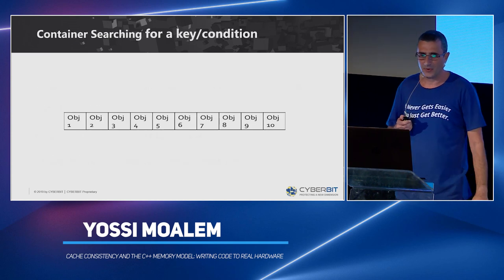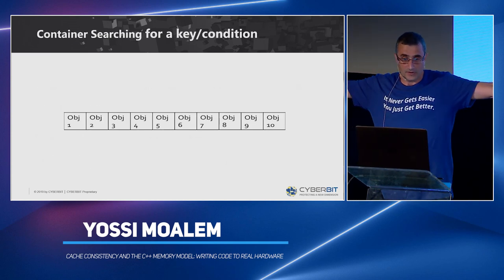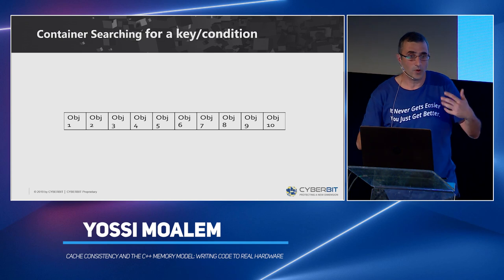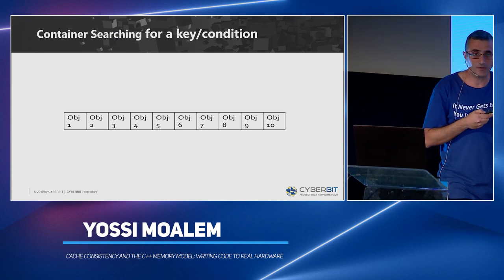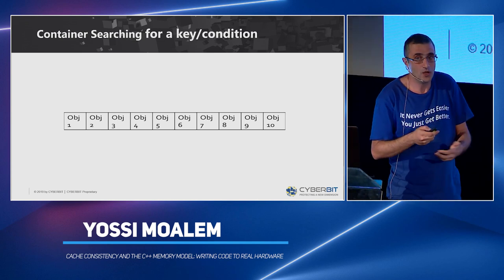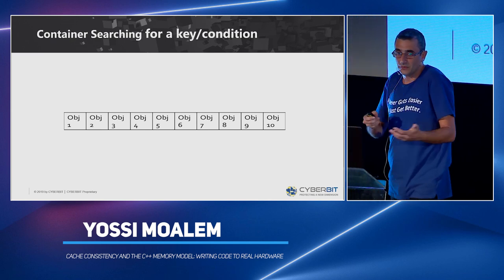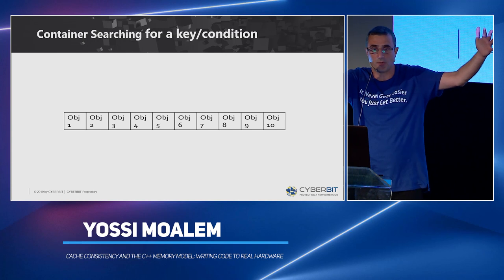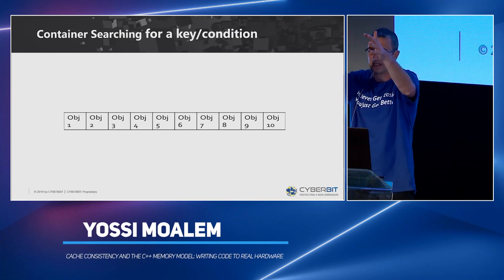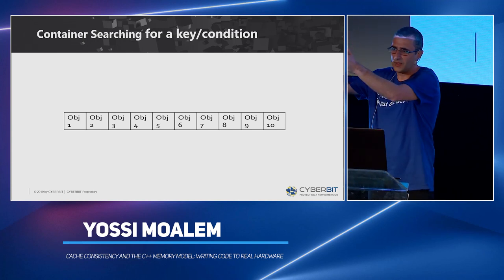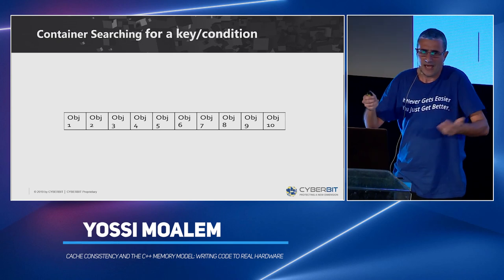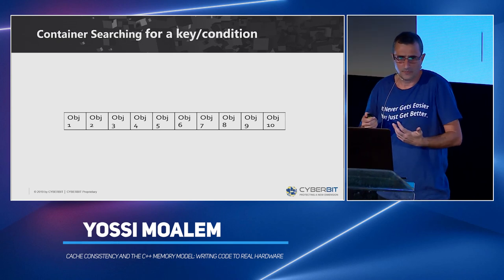Let's look at another example. We have a container of objects, and we want to operate on just some of them that have a certain key or satisfy a certain condition. Now, every time we fetch the full-blown object, now we don't need it. Fetch a second one, now we don't need it. Fetch a third one, now we don't need it. And it's a lot of wasted fetching.